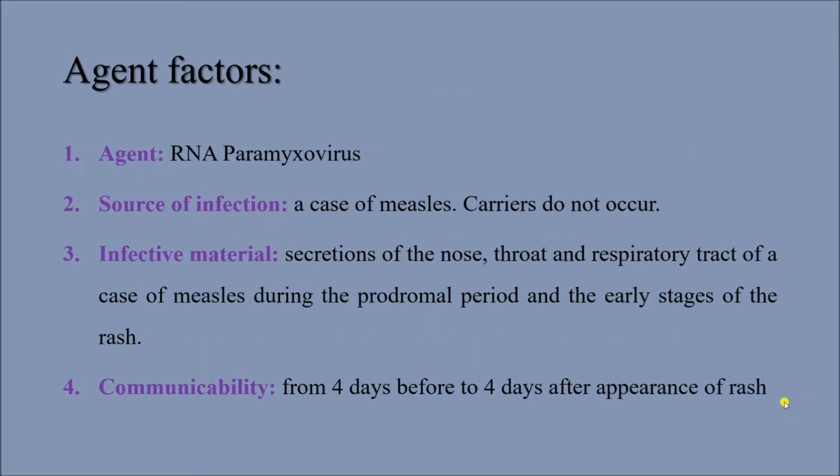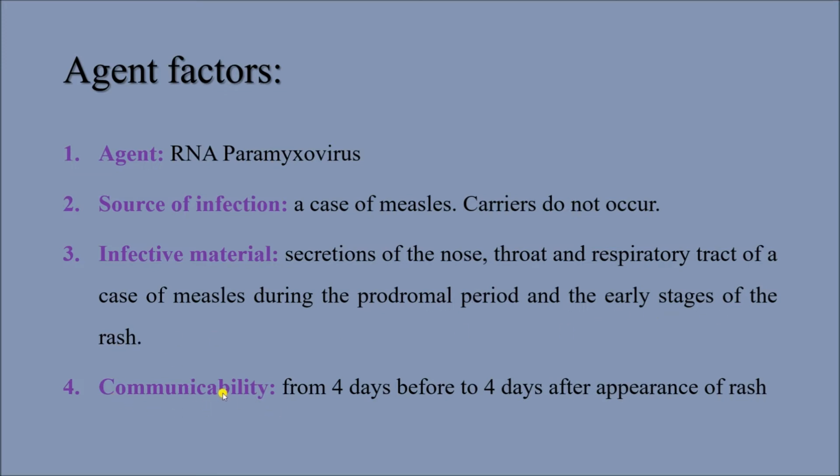Now, coming to the agent factors. So, measles is caused by a virus which is an RNA virus. The name is paramyxovirus. Source of infection is a case of measles and carriers do not occur in measles. This is very important for MCQ. In measles, we do not have any carrier. Infective materials are mostly the secretions of the nose, throat or respiratory tract of a case of measles, either during the prodromal period or during the early stage of the rash.